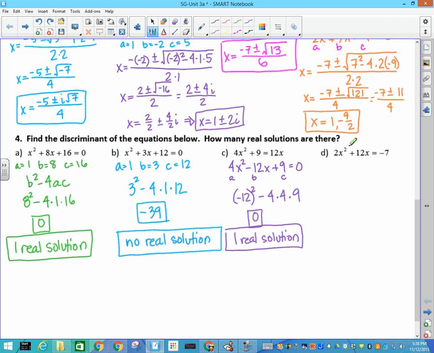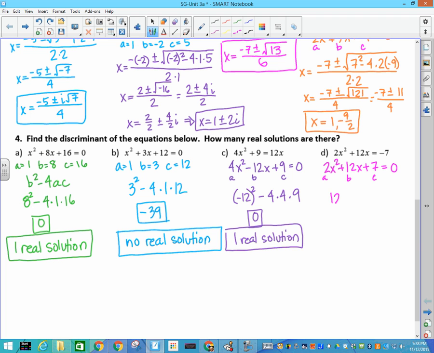This last one, 2x squared plus 12x equals negative 7. Again, I got to set it equal to 0. So I'm going to have 2x squared plus 12x plus 7 equals 0. I can't divide by 2, but if you could, it would simplify things. I don't think I had that anywhere on these problems. And so a is 2, b is 12, c is 7.